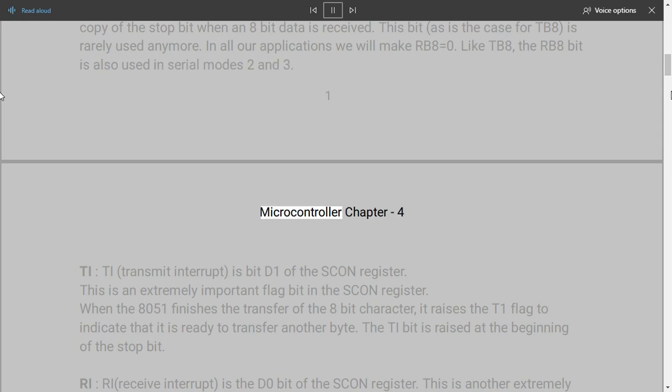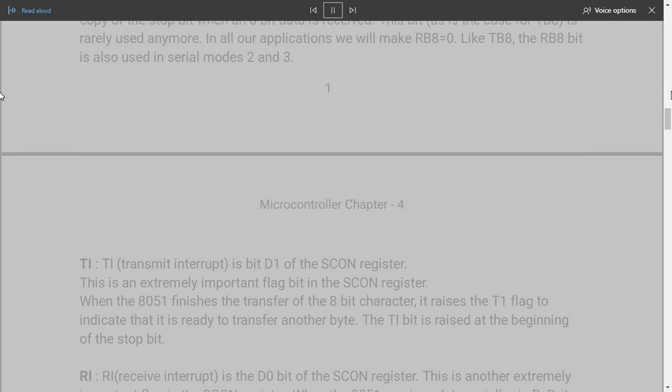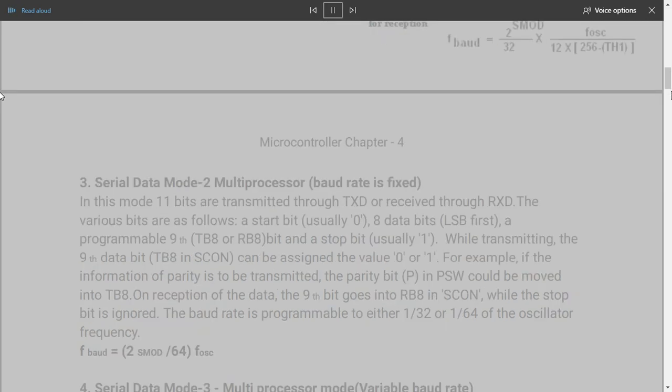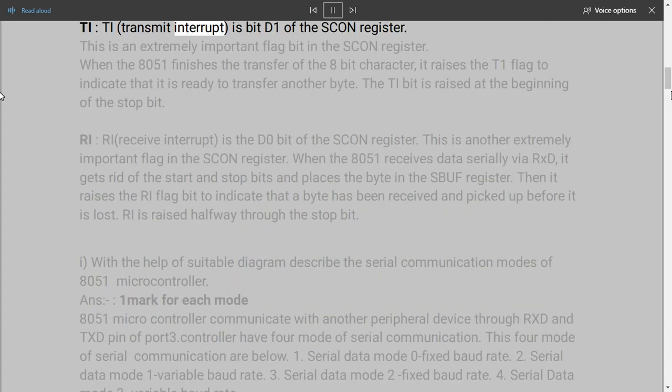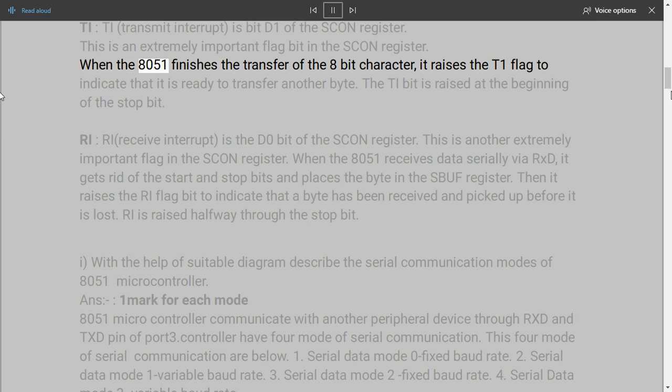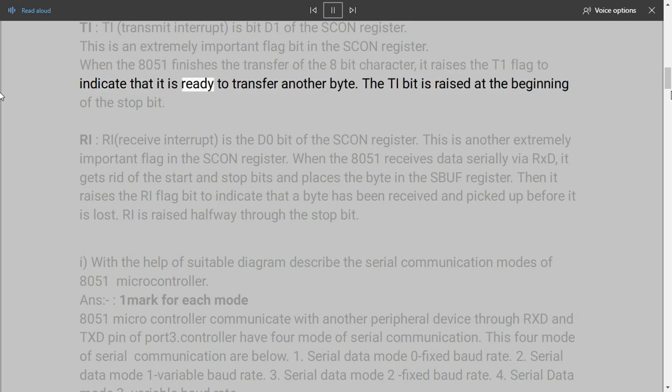Microcontroller Chapter 4. 2. TI, transmit interrupt, is bit D1 of the SCON register. This is an extremely important flag bit in the SCON register. When the 8051 finishes the transfer of the 8-bit character, it raises the TI flag to indicate that it is ready to transfer another byte. The TI bit is raised at the beginning of the stop bit.